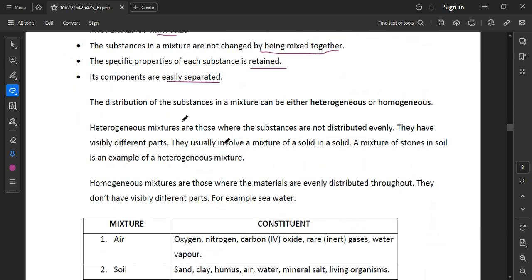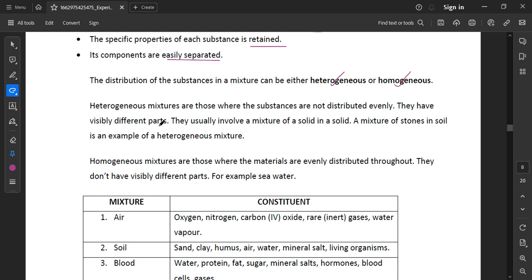Let's move on. The distribution of the substances in a mixture can either be heterogeneous or homogeneous. Heterogeneous mixtures are those where the substances are not distributed evenly. They have visible different parts. They usually involve a mixture of a solid in a solid. A mixture of stones in soil is an example of a heterogeneous mixture.